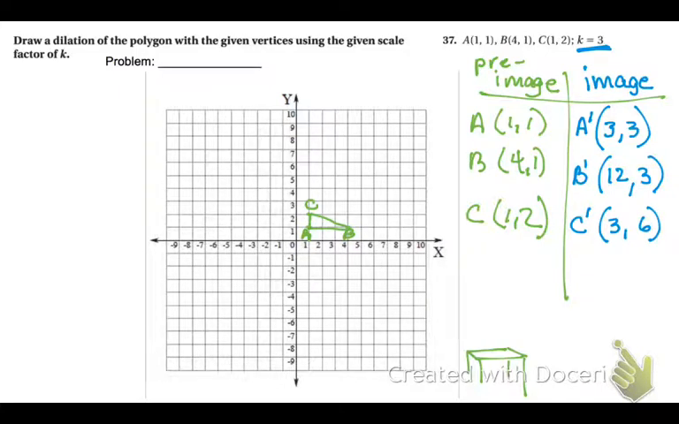Okay, so let's graph this. So A prime is 3, 3. Okay, B prime is 12, 3, so it only goes to 10, so we're going to make a 12. I'm going to go up 3, 1, 2, 3. Okay, it's B prime. Okay, C prime is 3, 6. Okay, I'm going to connect the dots. Okay, and there is my dilated polygon.